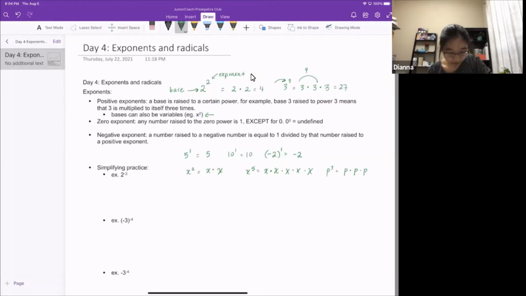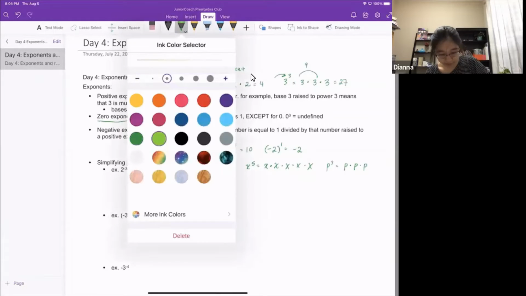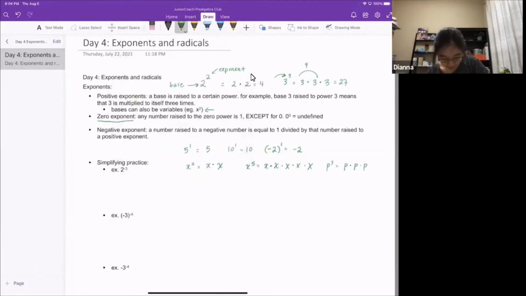Okay. So here we have the 0 exponent. Any number raised to the 0 power is 1, except for 0. So what if we had 25 to the 0th power? 25 to the 0th power is going to be 1, because anything to the 0th power is going to be 1. What if I had (x, y, z) in parentheses to the 0th power?